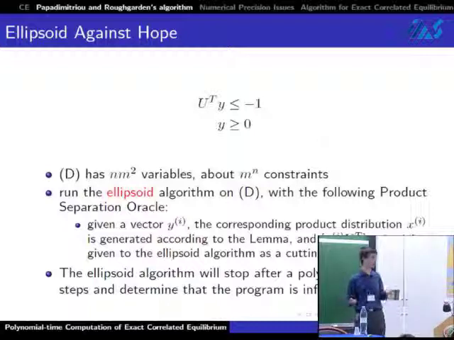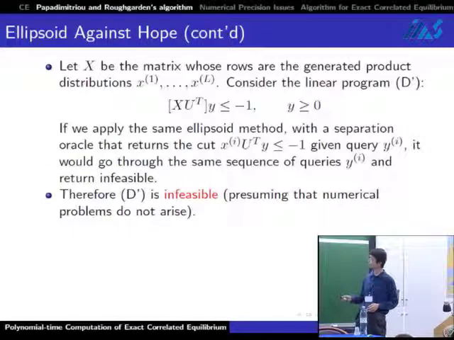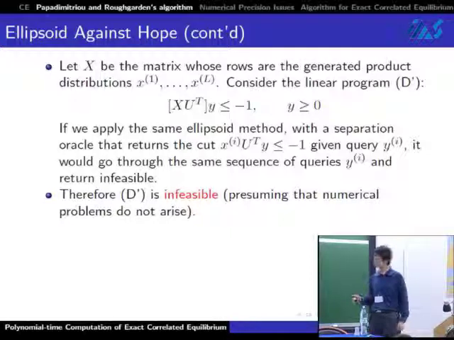However, we already know that it is infeasible, so how does this help? It turns out that we can make use of the cutting planes that have been generated. So we let X be the matrix whose rows are the generated product distributions, and consider the program D prime, where the constraints are essentially the cutting planes that have been generated by the previous ellipsoid method.